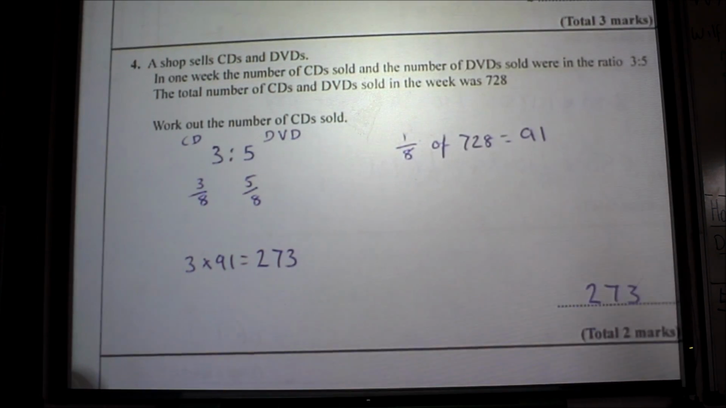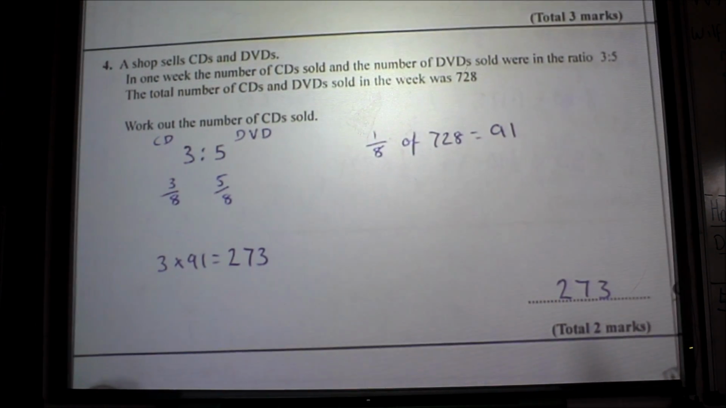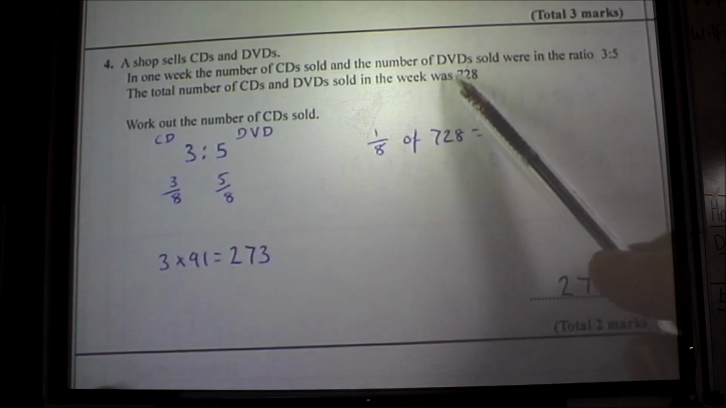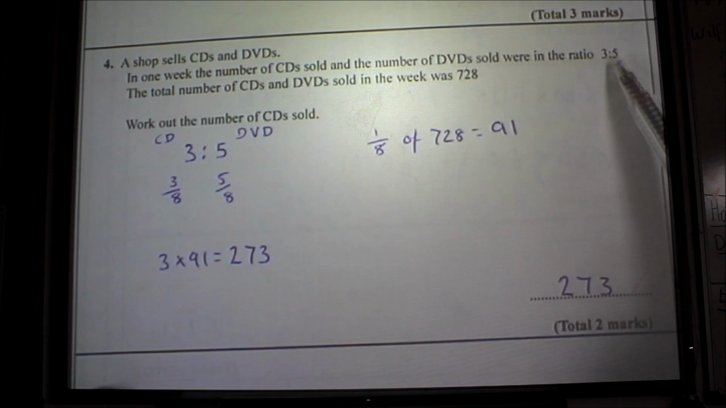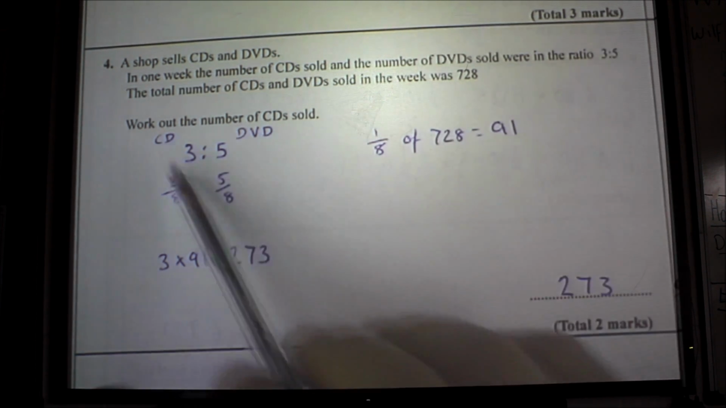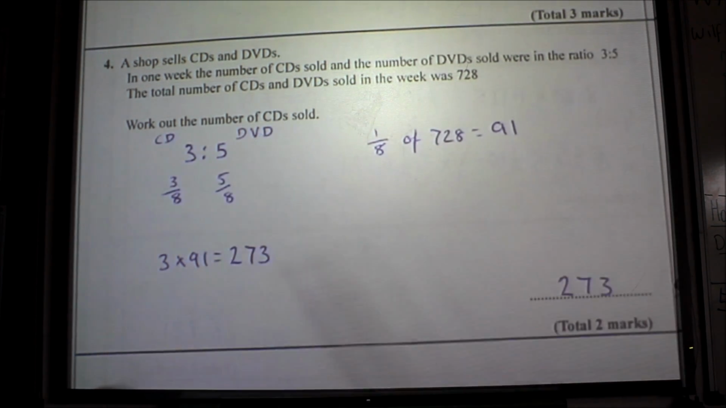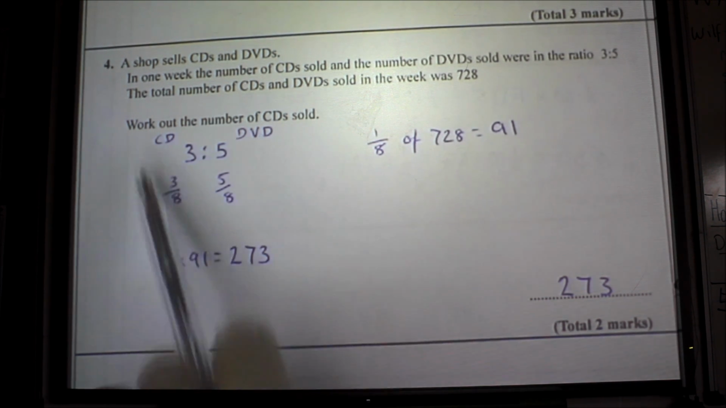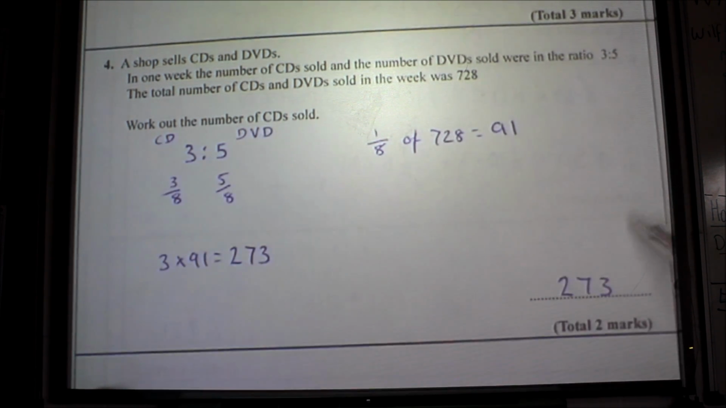Question 4, a shop sells CDs and DVDs. In 1 week, the number of CDs sold and the number of DVDs sold were in the ratio of 3 to 5. So the CDs were 3 and the DVDs were 5. So what I've done, because it's 8 parts altogether, 3/8 of the sales were CDs and 5/8 were DVDs.